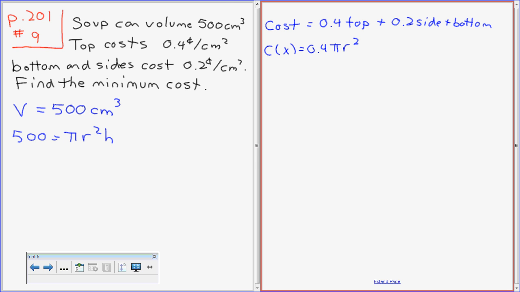Then the next part says 0.2 cents for the side and the bottom. Let's deal with the bottom. What's the equation for the bottom of this can of soup? Pi r squared. So I'm going to say plus 0.2 pi r squared. I'll write underneath so we know: this is your top, this is your bottom.